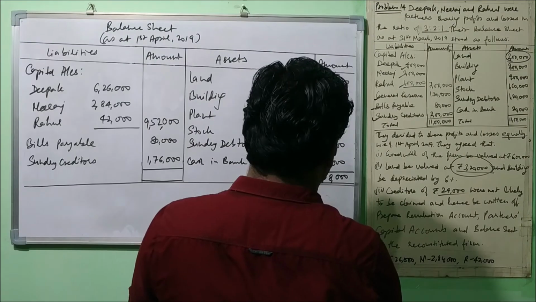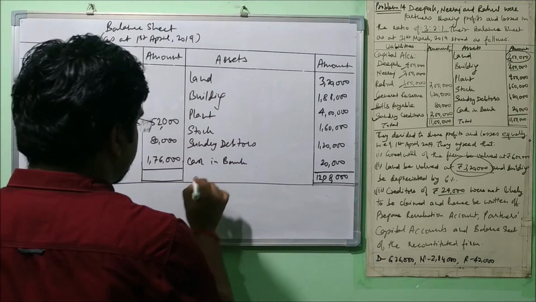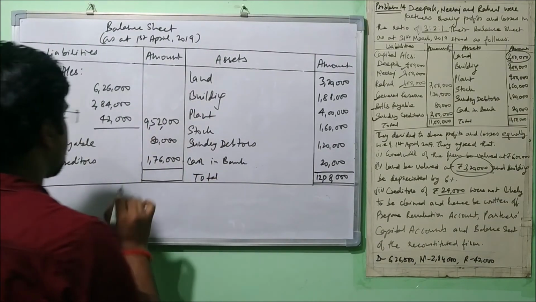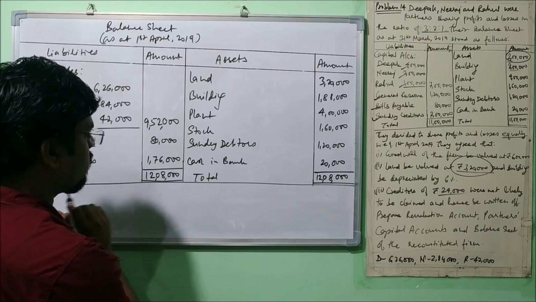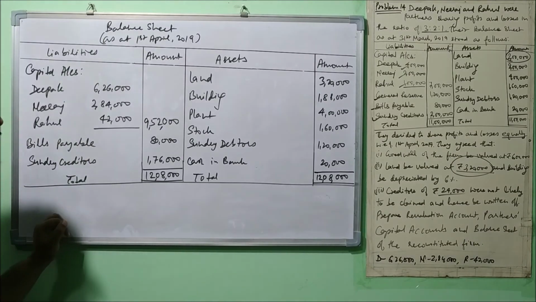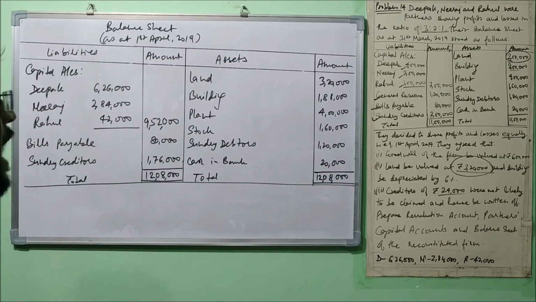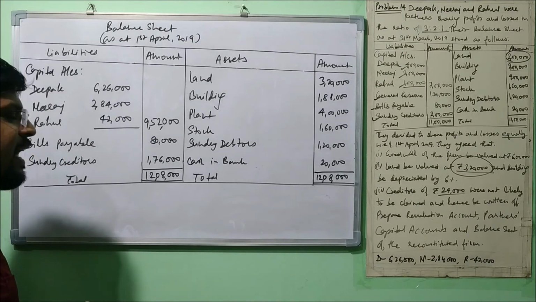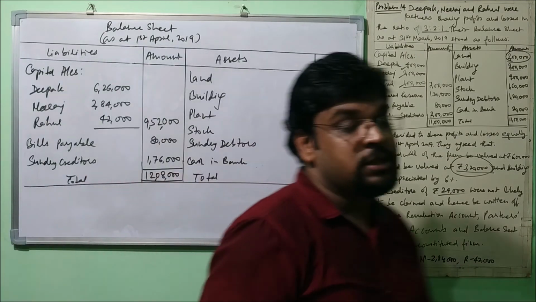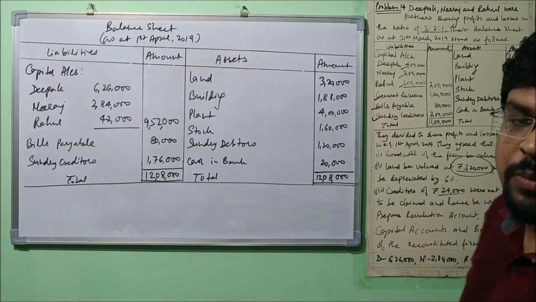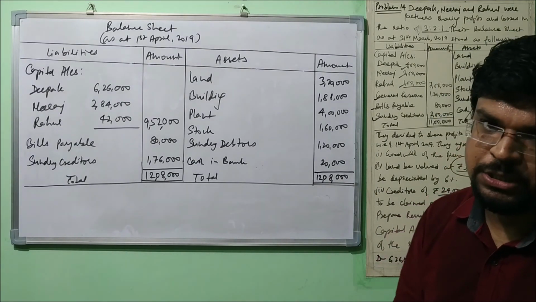Let's make the total. This side total is 12,08,000. Now let's see whether the total of this side is also matching or not. Total matches here, 12,08,000. Total of asset side is equal to total of liability side. So this is the way to attempt the question based on preparation of balance sheet, right?